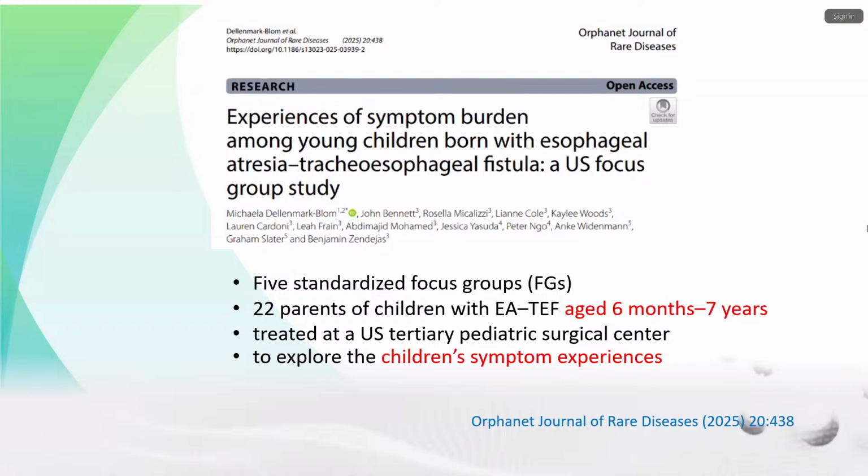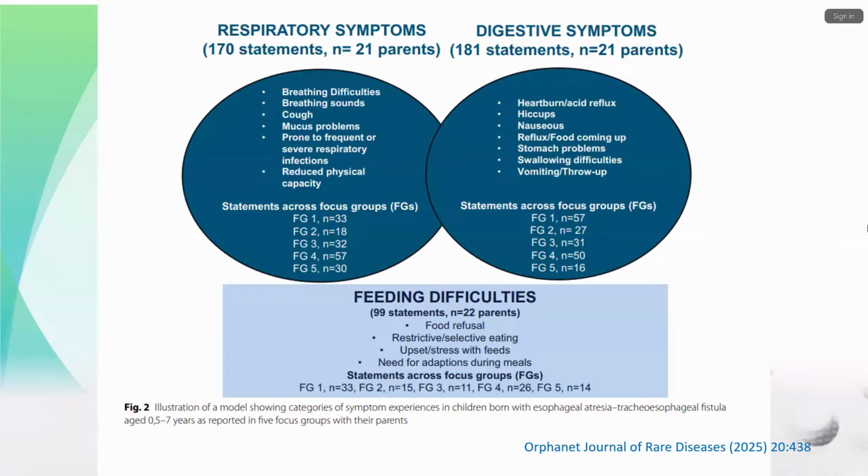This is an interview with a focus group of parents of kids with esophageal atresia and TE fistula, aged 6 months to 7 years old, about the children's symptoms experienced. What they reported were respiratory symptoms combined with digestive symptoms: breathing difficulties, cough, mucus problems, being prone to frequent or severe respiratory tract infection, reduced physical capacity, heartburn, hiccups, nausea, reflux, vomiting, and swallowing difficulties.